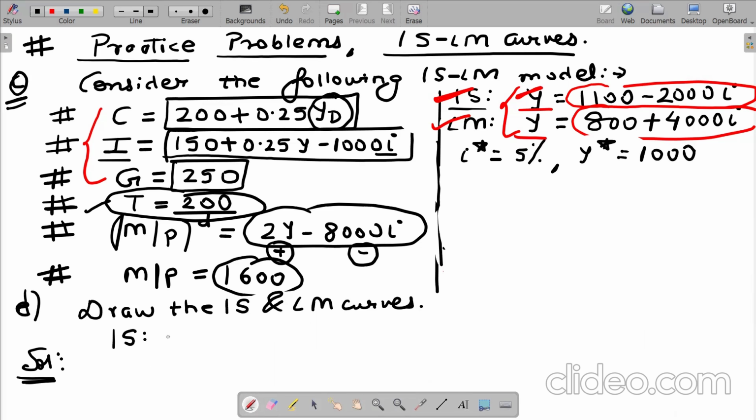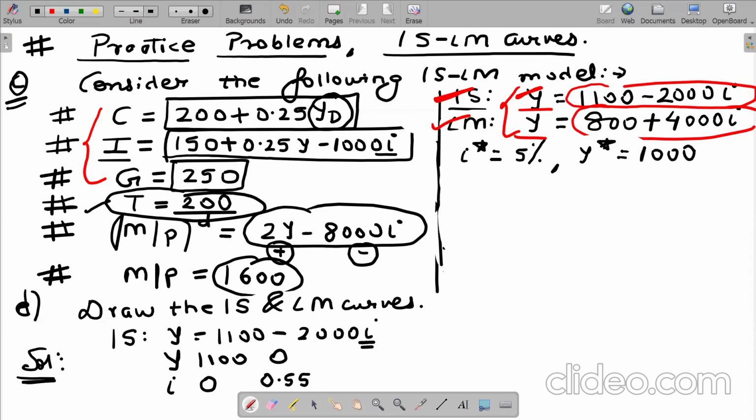Now the IS is given by the equation Y is equal to 1100 minus 2000i. Let's take values. When I is 0, Y will be 1100. And when Y is 0, what will I be? When Y is 0, I is going to be 1100 divided by 2000, which is 0.55. So we are calculating the intercept basically.